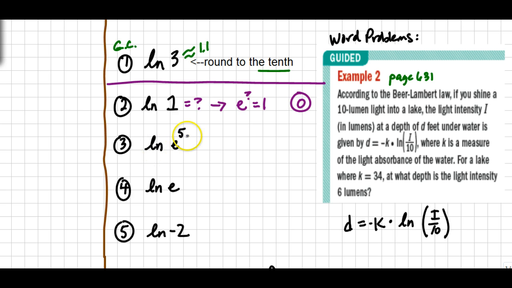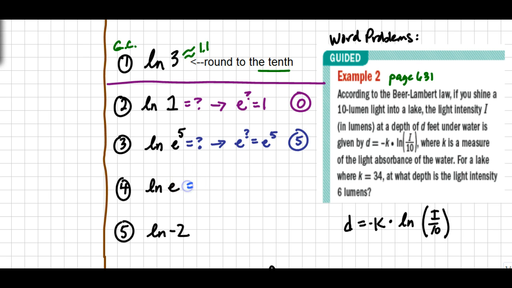The next one again has a missing exponent. When we rewrite it in exponential form, it's a base e because it's a natural log. We don't know the exponent and we're trying to get to e to the 5th. Well, that one's pretty obvious. The power that they want us to find is staring us in the face. e to the 5th is what we're looking for, so the 5 is the exponent.